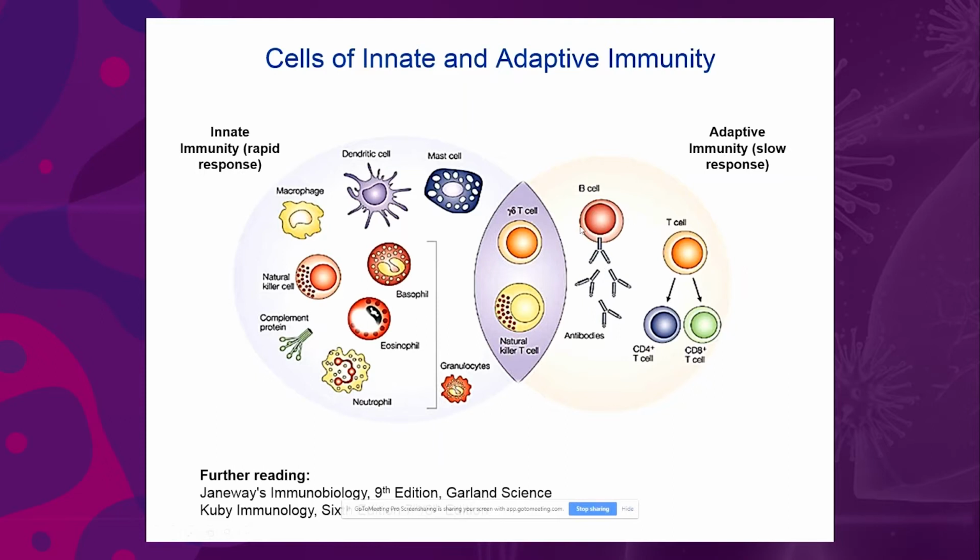All the remaining cells can be considered to be part of the innate immune response. But the most prominent ones that we traditionally view as the main innate immune cells are the macrophages and the granulocytes. Dendritic cells are also part of the innate immune response, but they are important, as I'm going to tell you in a bit, for bridging the innate and adaptive immune responses.